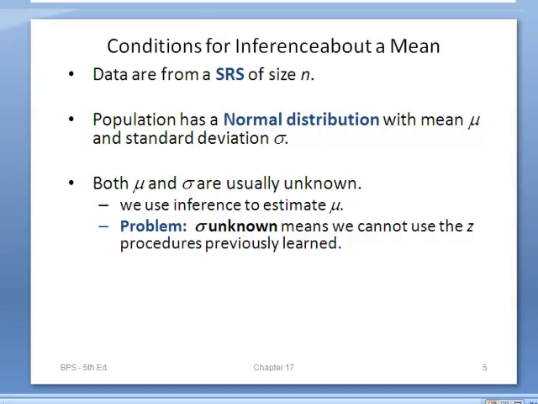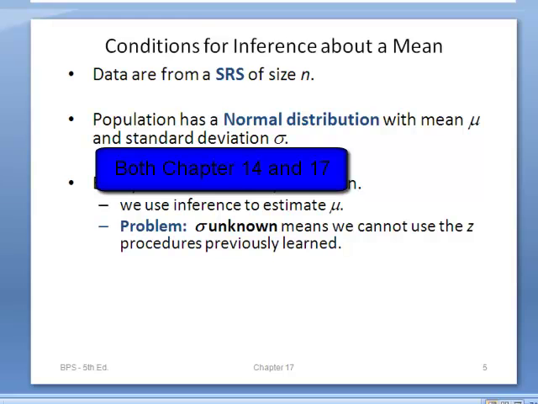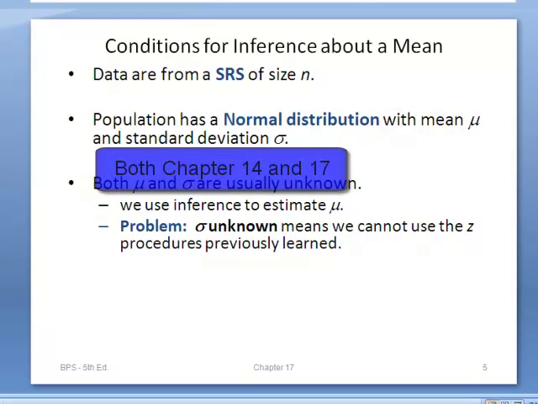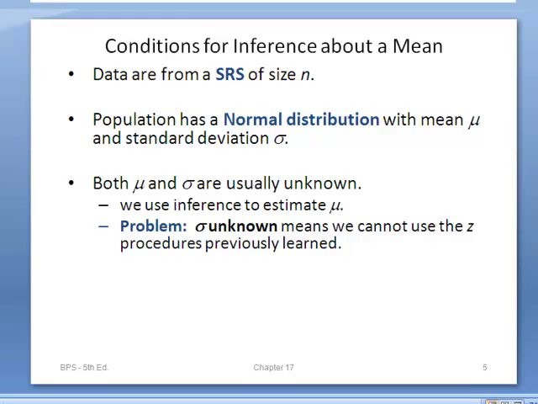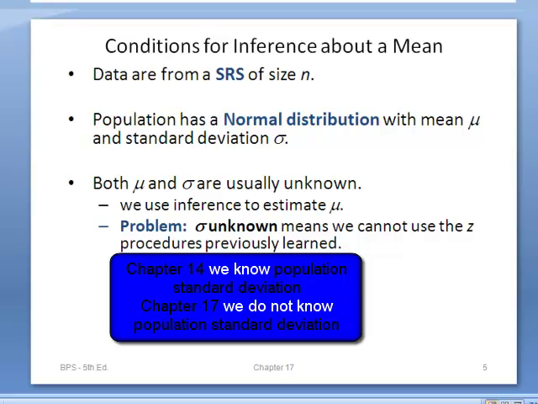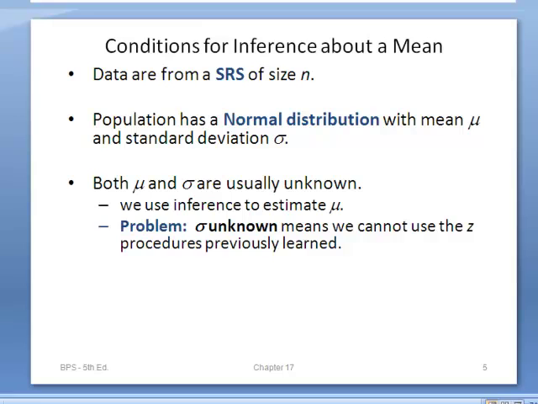Now, in the last chapter, these conditions for inference about the mean will look very similar except for the last one. The data are from a simple random sample of size n. The population has a normal distribution with mean, mu, and standard deviation sigma. Both mu and sigma are usually unknown. That's the one that's different from Chapter 14. In Chapter 14, we knew what sigma was. Here we don't. So we're going to use inference to estimate mu.